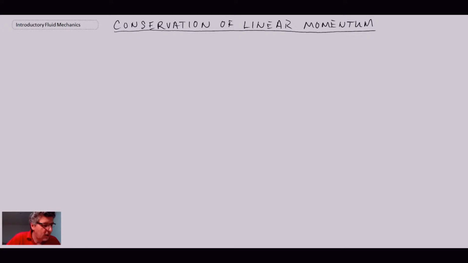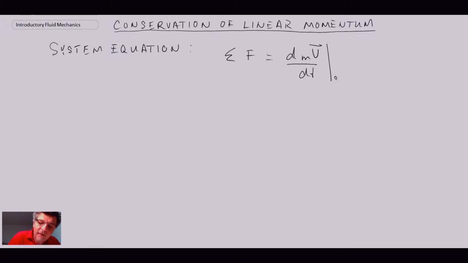So we're now going to take a look at our second basic law, and that is the conservation of linear momentum. And if you recall the system equation, we had sum of forces, and I think we had P for the momentum, but I'll expand it out, d(mv)/dt, and this is for a system.